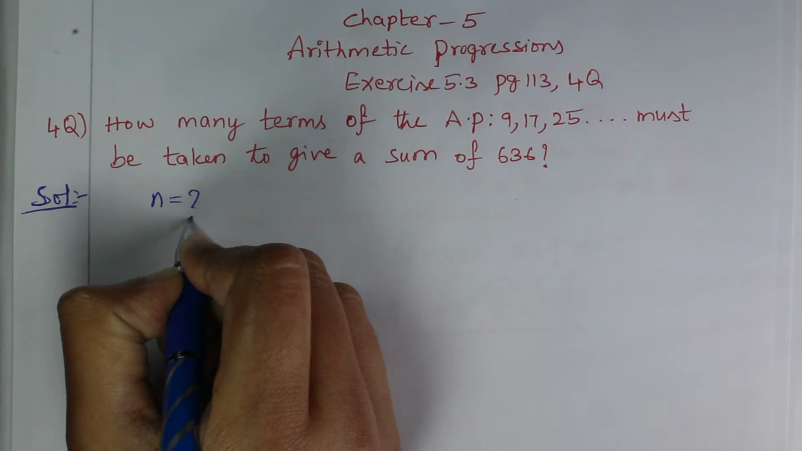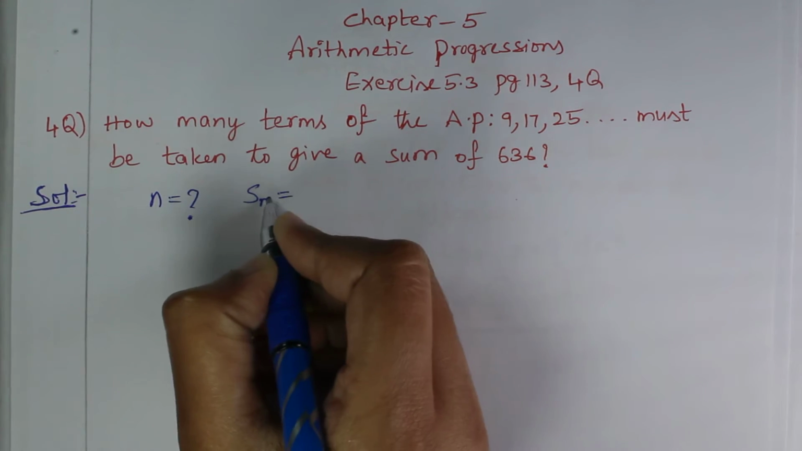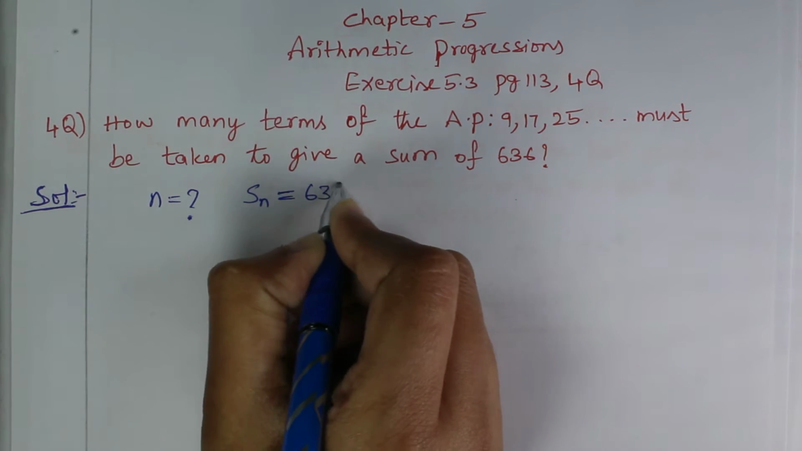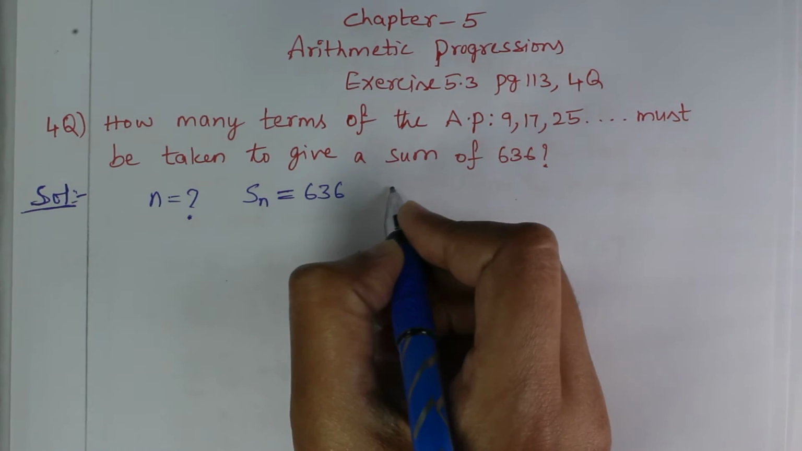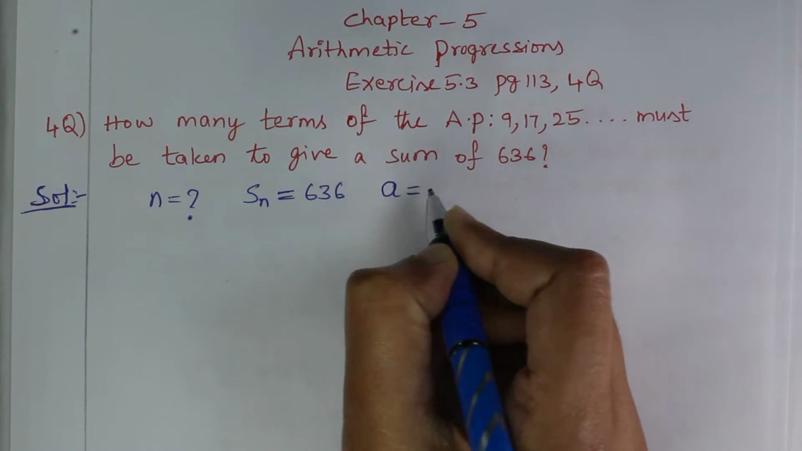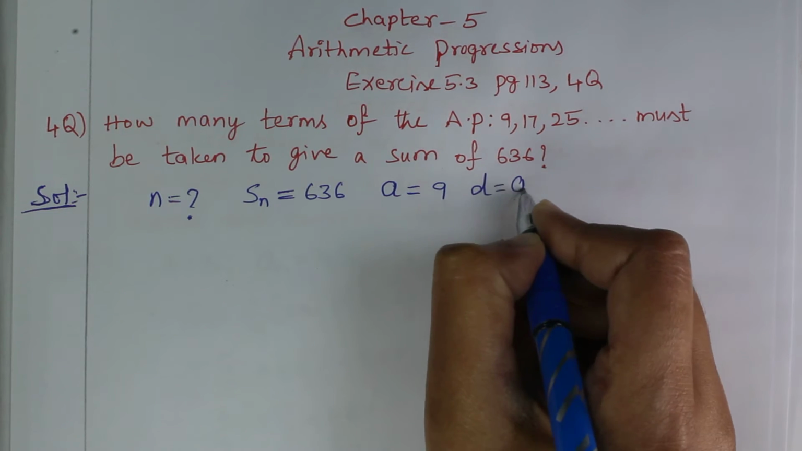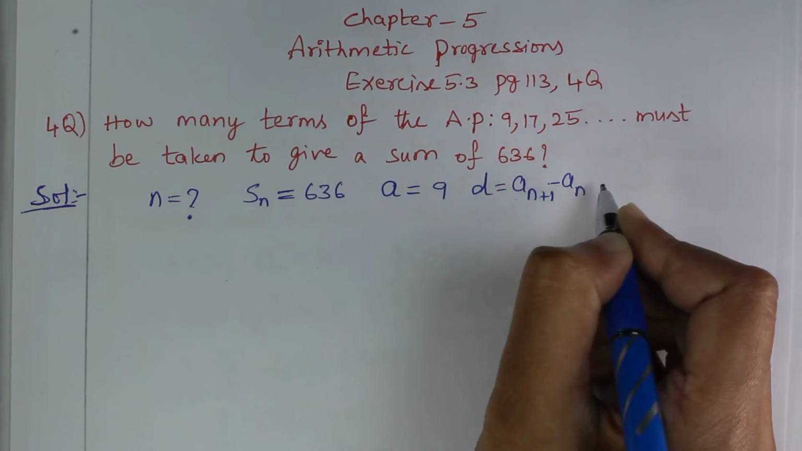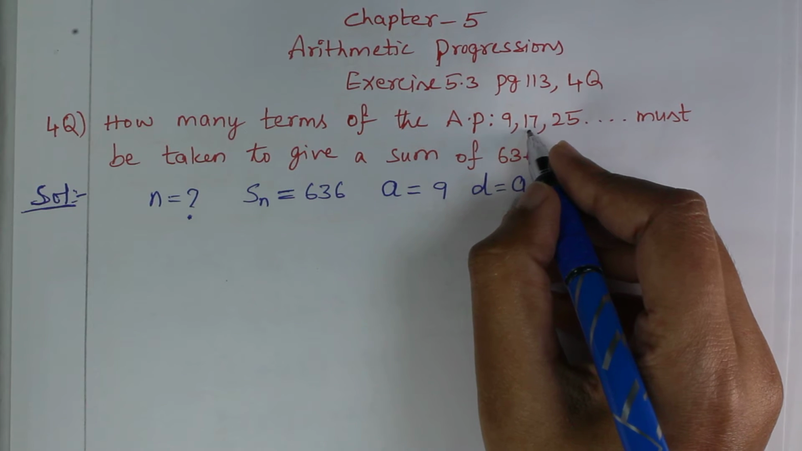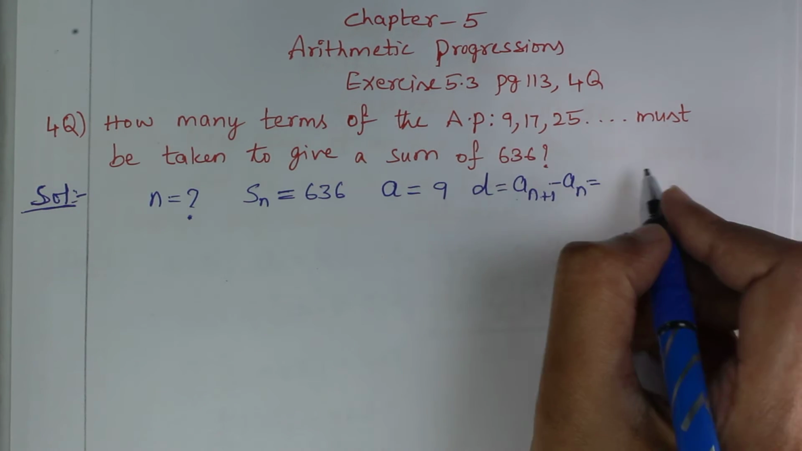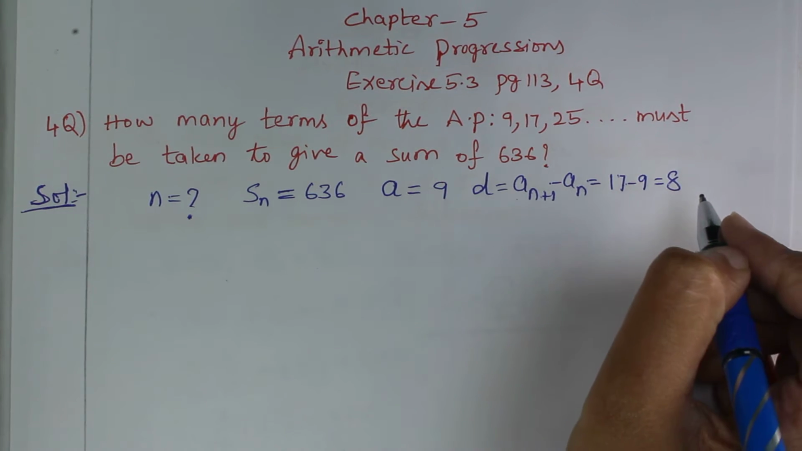What is the value of n? And what is the information he has given? He has given Sn, that is the sum of the first n terms, is 636. And then he has given the arithmetic progression 9, 17, 25. From this I can calculate the value of a and d. a, the first term, is equal to 9. And the common difference d is equal to a(n+1) minus an. I'll take the second term and subtract the first term from it: 17 minus 9, that is equal to 8. So I got the common difference as 8.